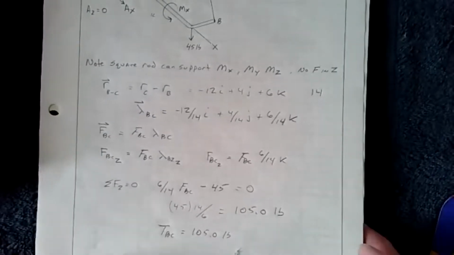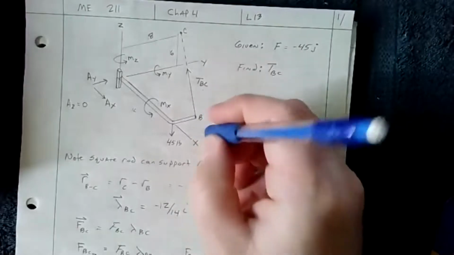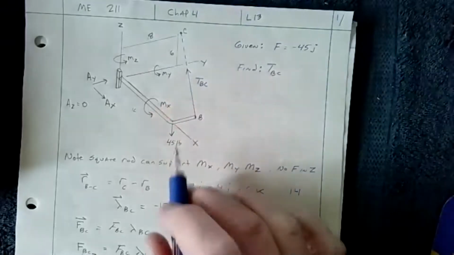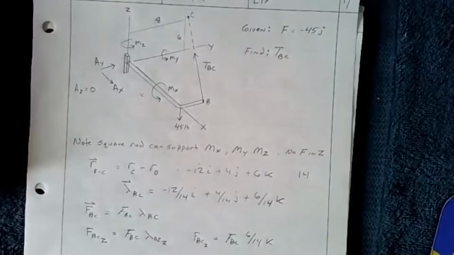So all we cared about was the Z component. If you think of the Z component going straight up, it has to be offset by whatever that component is there. And that's the end of the problem. So not so bad. So go ahead, go back.